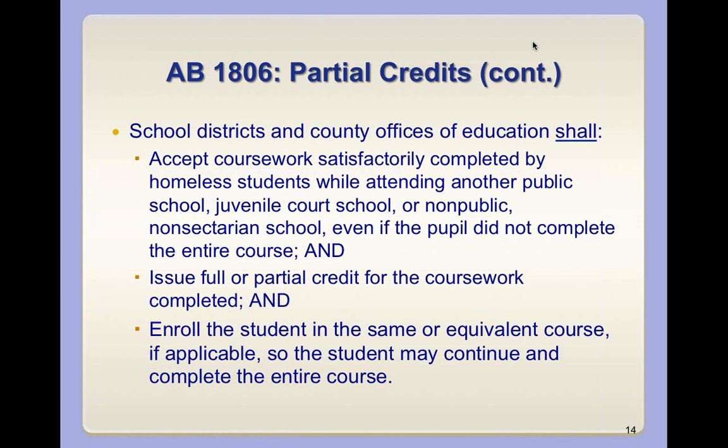So specifically, in AB 1806, we have a requirement that school districts and county offices of education shall accept coursework satisfactorily completed by homeless students while attending another school. And that's the case even if the pupil did not complete the entire course. So that's essentially what partial credit means, that they did not complete the entire course. It's also required that they issue full or partial credit for the coursework that was completed, and that they enroll the student in the same or an equivalent course, so that will allow the student to continue and complete the entire course and therefore get the full credit for that.